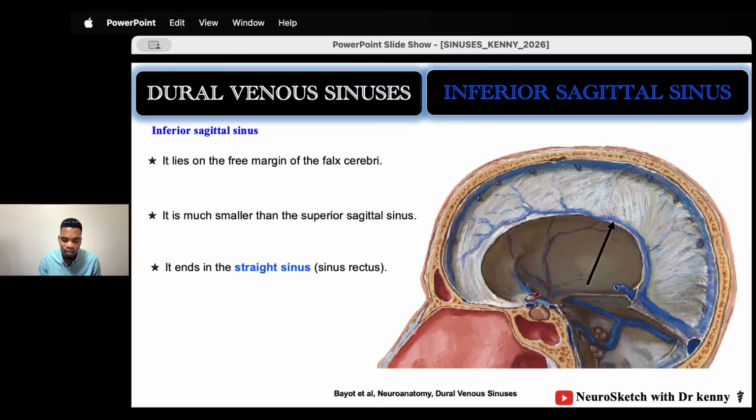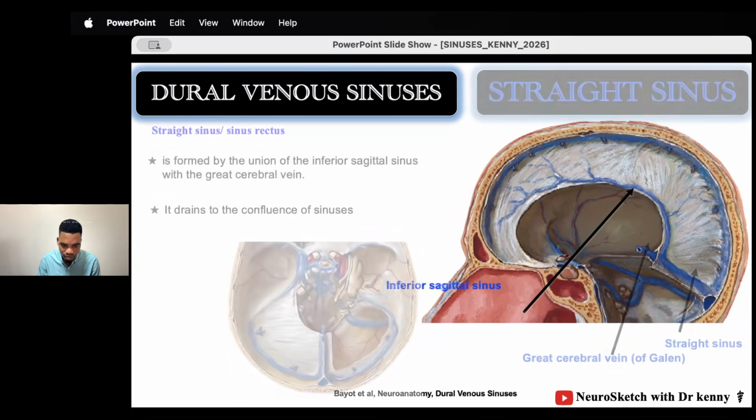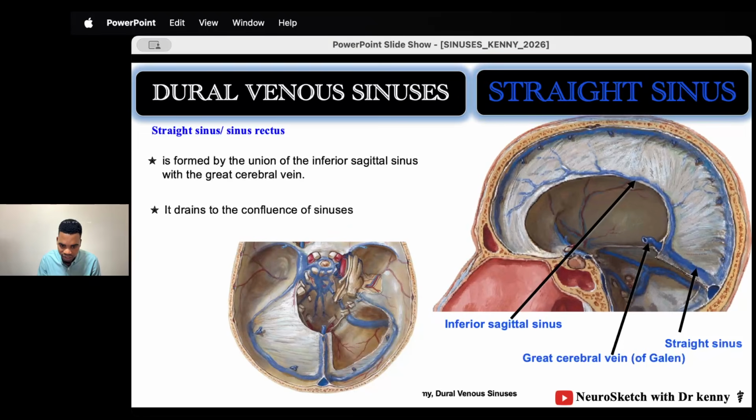Now, what is this straight sinus? This is the straight sinus, and the straight sinus is also called the sinus rectus, because the word straight is translated in Latin as rectus. So sinus rectus also means straight sinus.